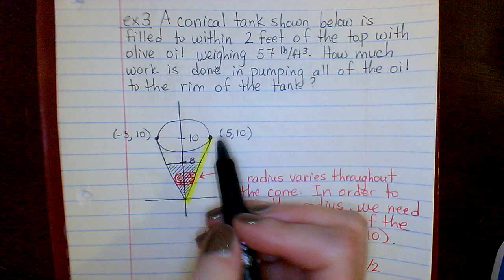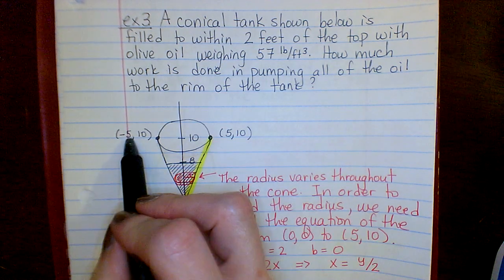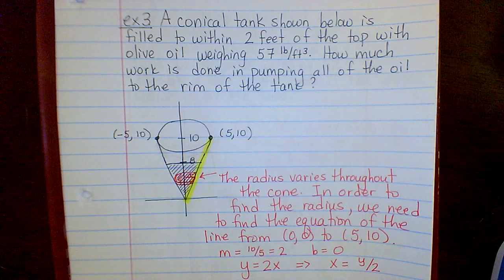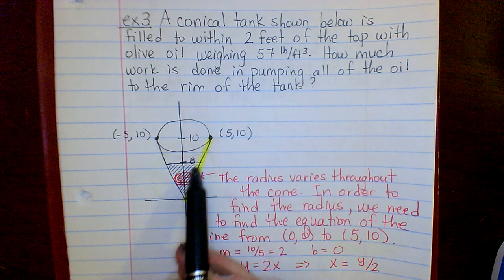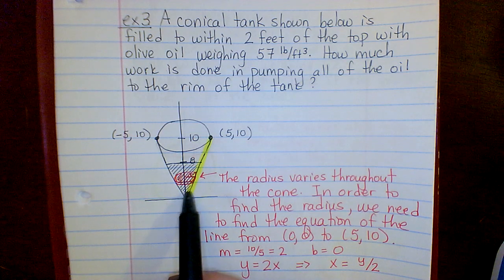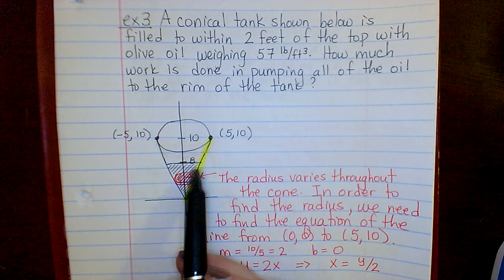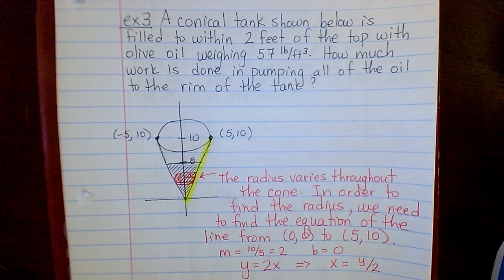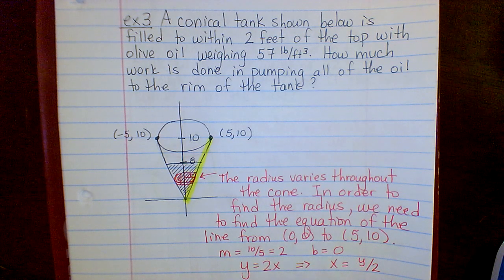I have these points at (5, 10) and (-5, 10). I gave you those because the radius of that circle there was 5. Now, if we look at these little slabs, a little slab down here has a teeny tiny radius, and the slab up here has a slightly bigger radius. The radius varies throughout the cone for these slabs. In order to find that radius, we're going to need to find the equation of this highlighted line.